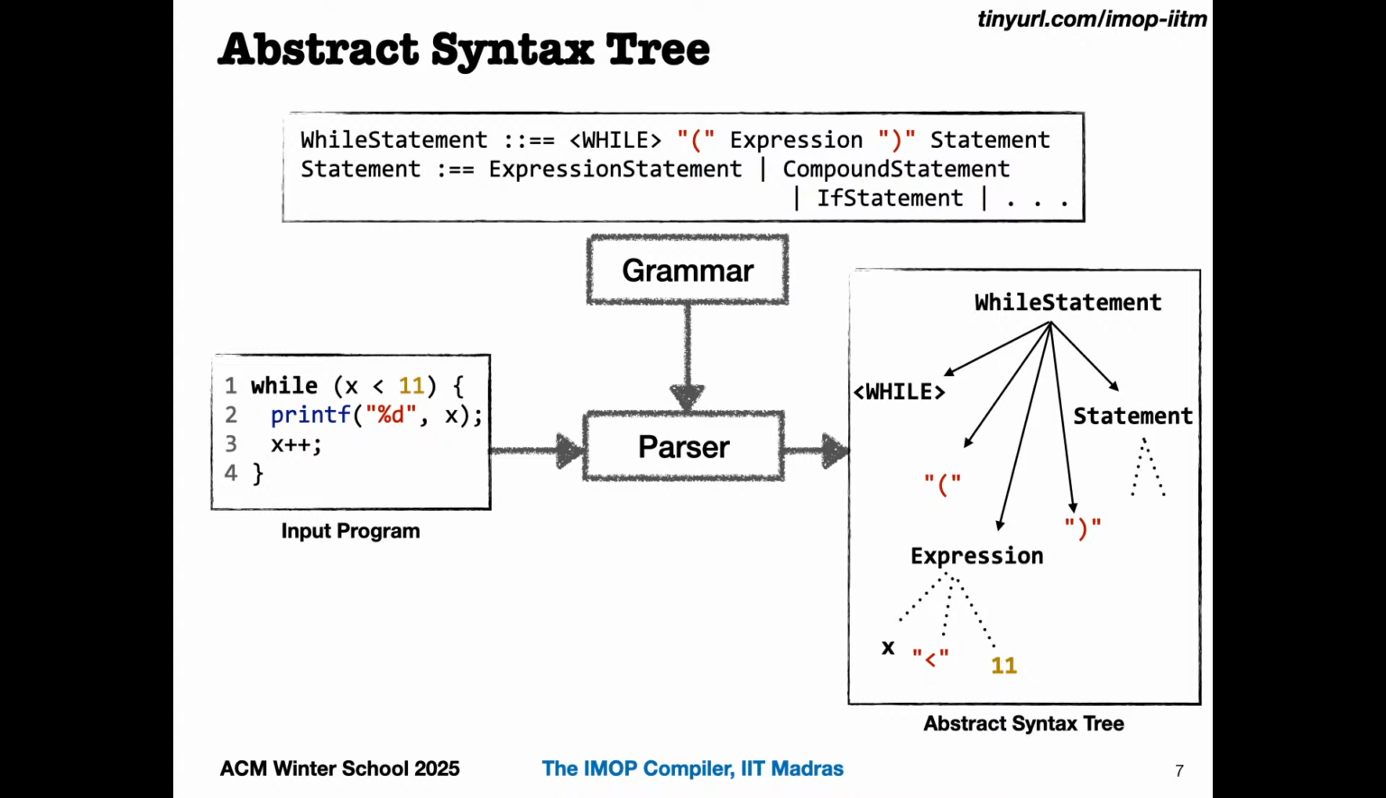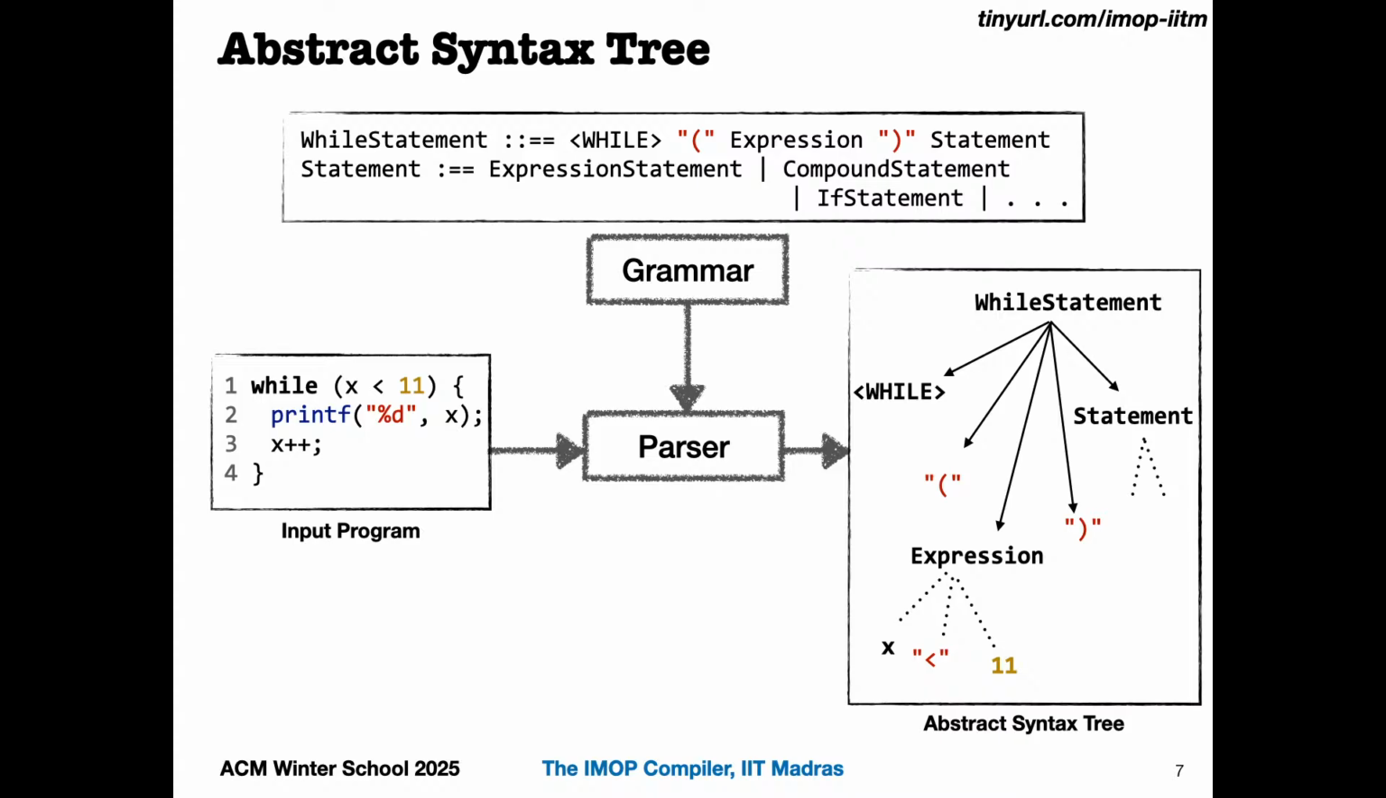Every non-terminal will have further children. Expression has further children, ID less than 11. The statement, depending upon what it is, will have further children down. Is this idea of AST clear?